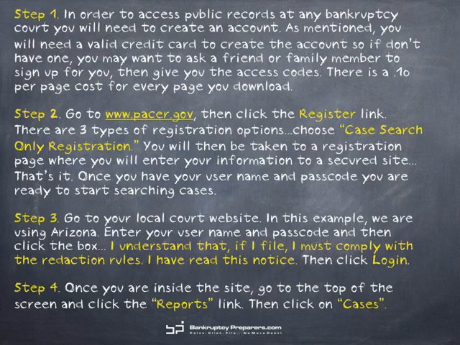Then you want to go to your local court website. In this example that I'm going to show you in a few minutes, we're going to use the Arizona bankruptcy court, which is where we're located. You'll enter your username and password and then click the box, I understand that if I file, I must comply with the redaction rules. I've read this notice. Click Login. Once you're inside the site, you'll go to the top of the screen and click on Reports. It's outlined in blue in most courts. Then click on Cases.